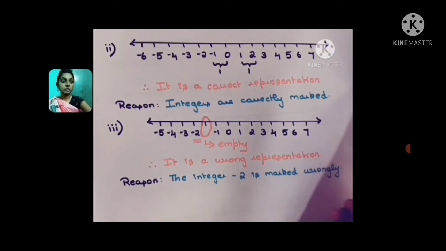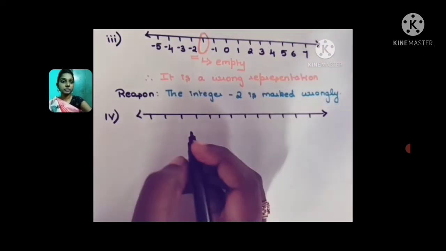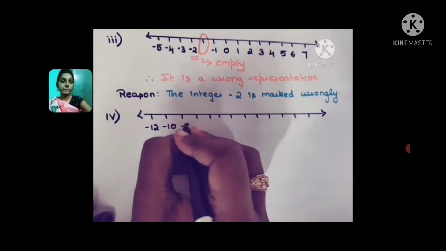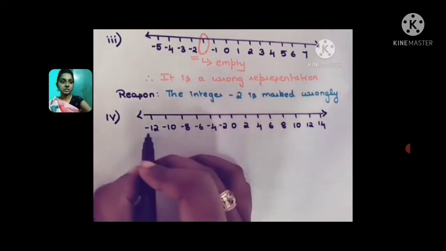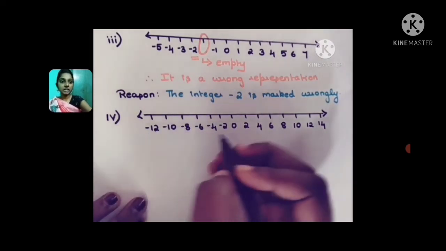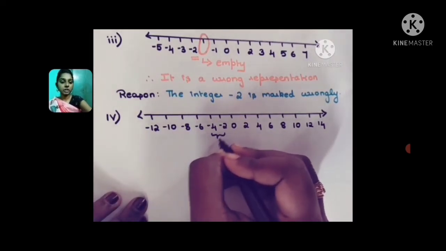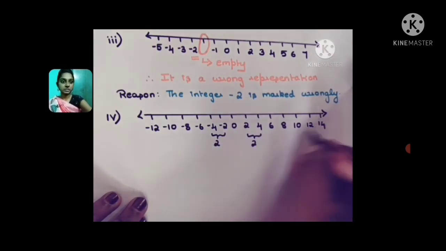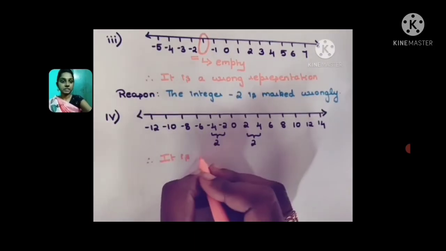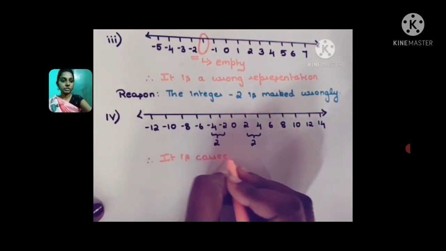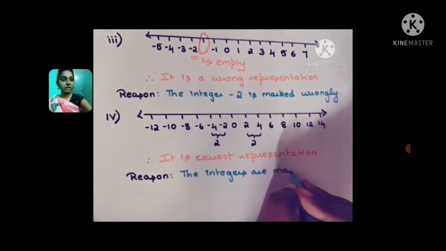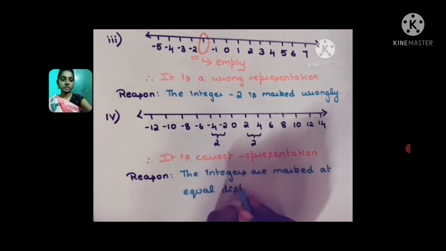Now, let us move on to the fourth subdivision. The number line given to us in the fourth subdivision is minus 12, minus 10, minus 8, and this is the number line given to us. To the left of 0, we have the negative integers, each placed at a difference of 2 units, and also to the right, we have all the positive integers placed at a distance of 2 units. Therefore, it is a correct representation because the integers are marked at equal distances.